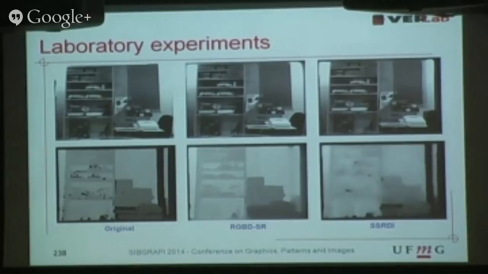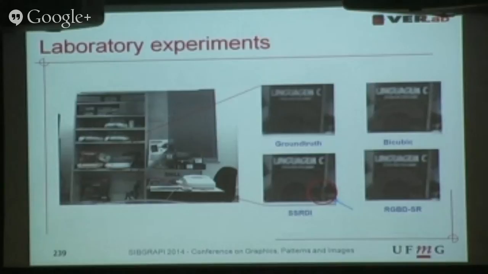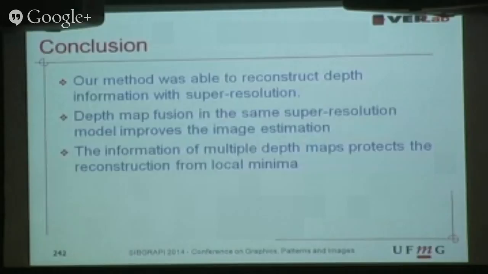So you can now just zoom in on this book here. So this is the ground truth. This is the bicubic SSRDI. You can see it failed here completely, and RGBDSR. Same thing for the corner of the window. Right, the book again, and that's basically it.